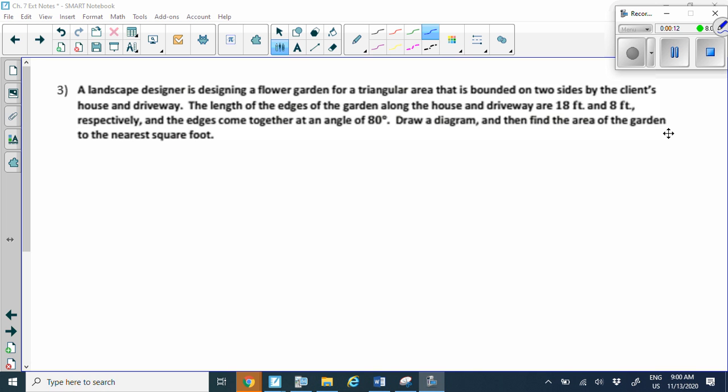So a landscape designer is designing a flower garden for a triangular area that is bounded on two sides by the client's house and driveway. The length of the edges of the garden along the house and driveway are 18 feet and 8 feet, respectively. And the edges come together at an angle of 80 degrees.